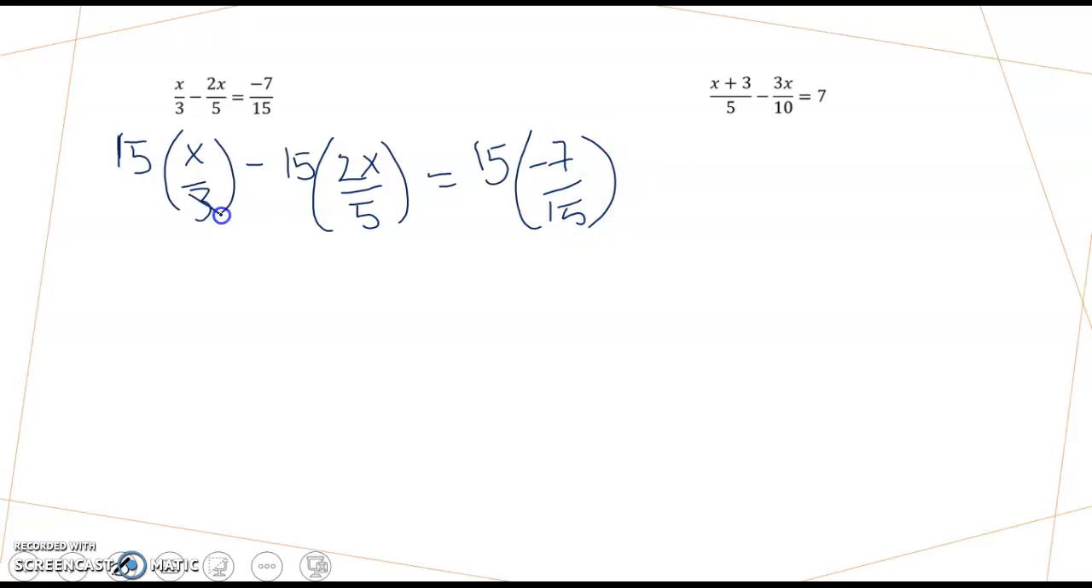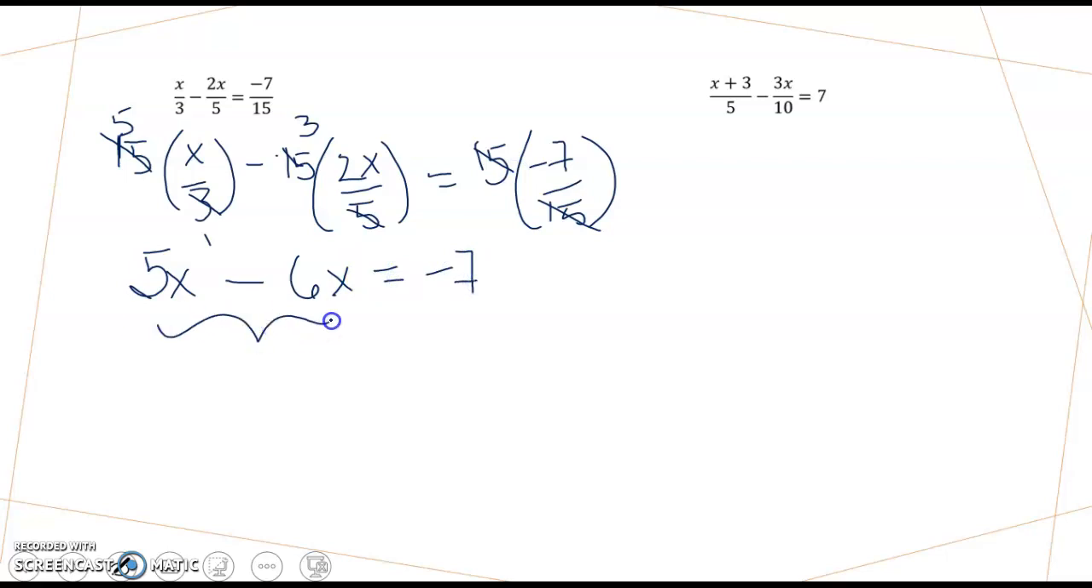So think that 3 is a common factor of 15. You are going to be left with 5x. 3 goes into this 5 times. 5 goes into 15 3 times. So you have minus, don't lose your signs, write them right below. 3 times 2 is 6x. And then 15 is a common factor, so that goes into each other evenly once. And now you just have to combine your like terms and solve your equation.